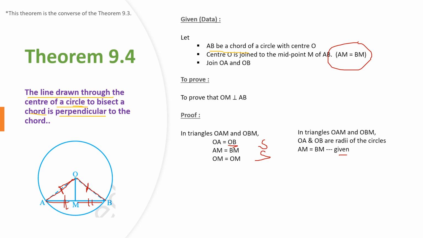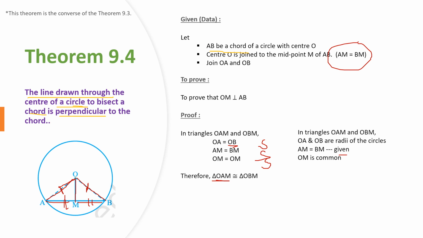Then OM is equal to OM. Why? It's the same line. Common. This OM side is common to both the left triangle as well as the right triangle. So we proved that this side is also equal. So three sides of the left triangle are equal to the corresponding three sides of the right triangle. So we proved that the two triangles are congruent.